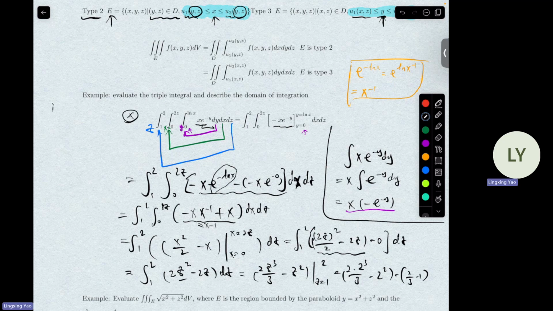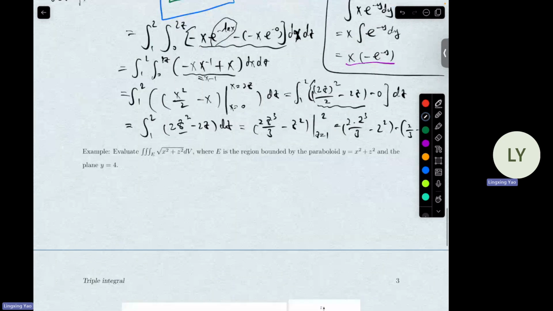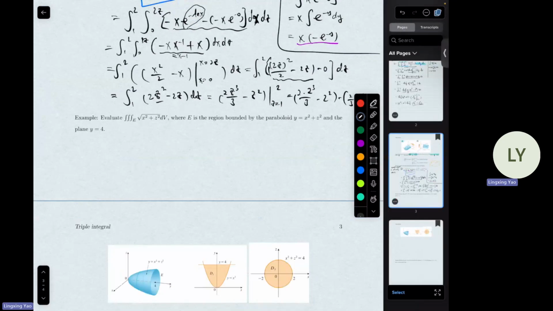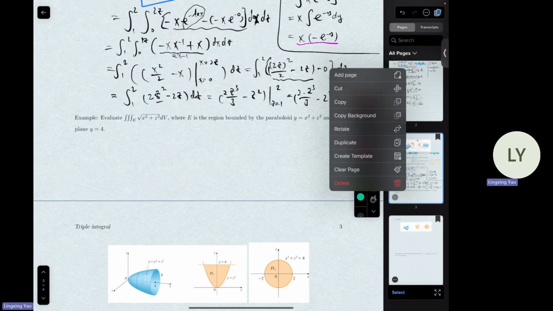Okay, so here the question is, the iterated integral is already set up. We just need to evaluate the integral by finding the antiderivative from the interior layer to the exterior layer. Okay, so those are relatively easy problems. All right, and now let's look at something that is a bit more challenging.